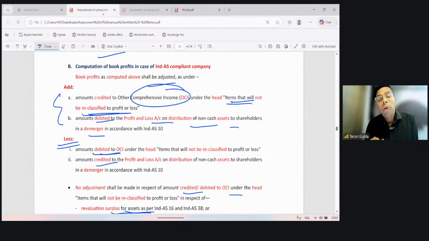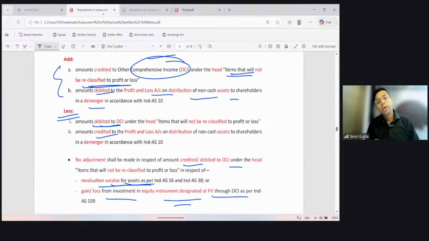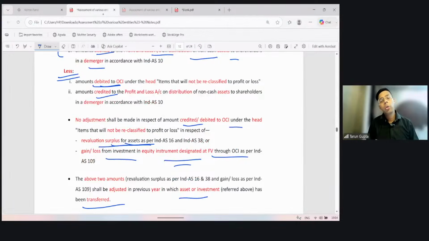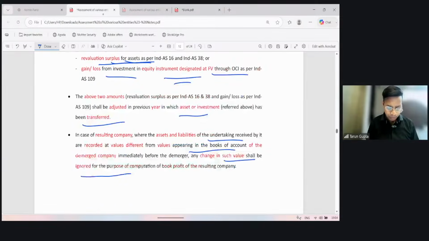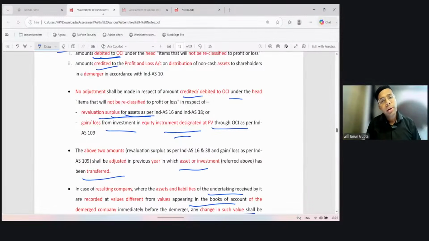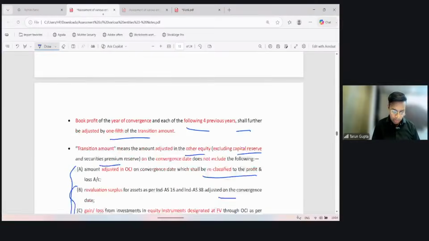The above book profit is adjusted by the items stated in the OCI under the heading not to be classified to the P&L account. You will not consider revaluation surplus or the amount recognized on account of change in equity instruments designated at fair value. These amounts are considered in the year of transfer. And lastly, any adjustment on account of transfer or distribution of non-cash assets to shareholders in case of demerger.